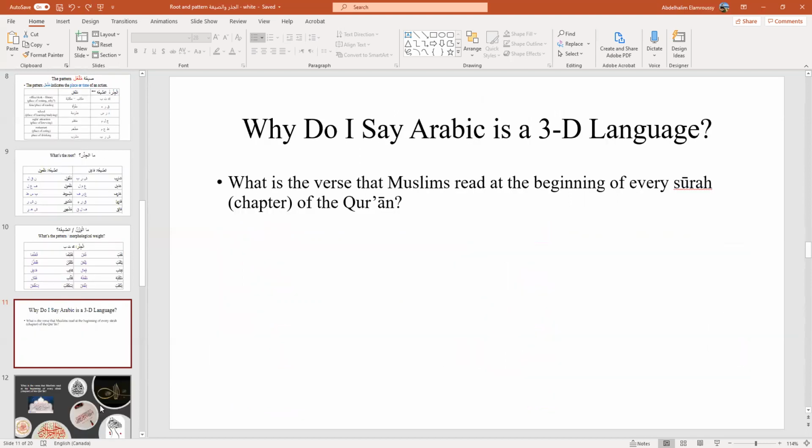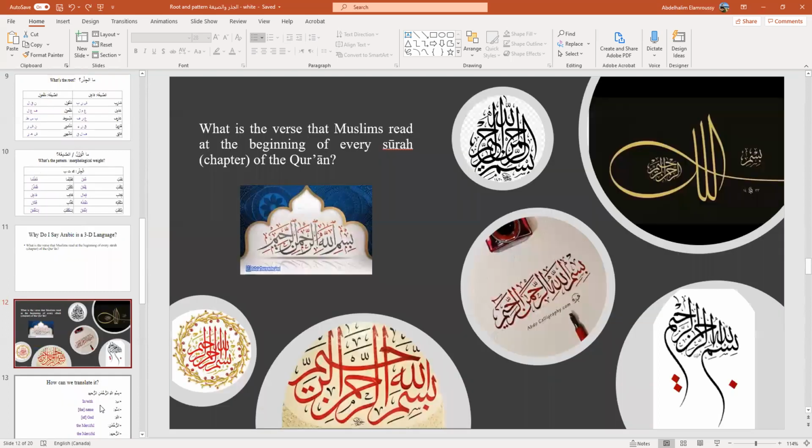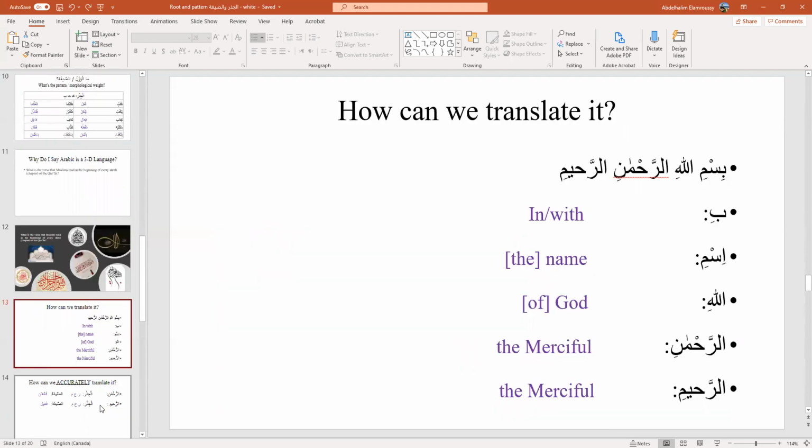Why is Arabic a 3D language? Think of this verse, Bismillahir Rahmanir Rahim, which is usually translated as in the name of God, the merciful, the compassionate, or in the name of God, the compassionate, the merciful. Or in the name of God, the owner of mercy, the giver of mercy. You'll find several translations in Quranic translations. However, none of them preserves all of the meanings.